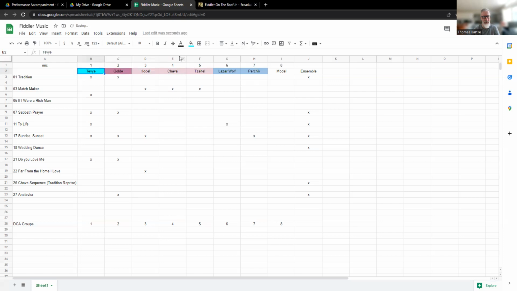Let's make Tevye a little darker, or just stand out a little more shiny. Okay, so there you go. That's awesome. And then the ensemble is obviously mixed.